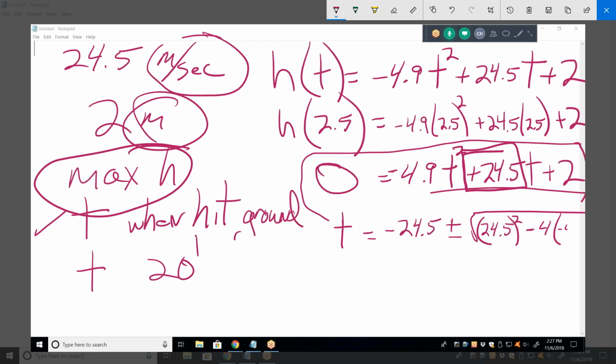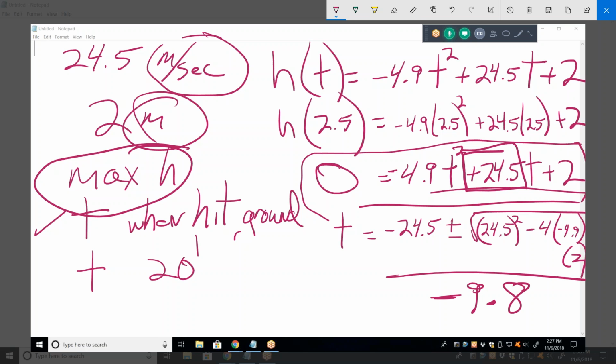Okay? So minus 4 times A is minus 4.9 times C is plus 2. Sorry, I ran out of room to write it. Plus 2. All of it's divided by 2A, minus 9.8. So, whatever the positive answer of that is the amount of time it takes to hit the ground.